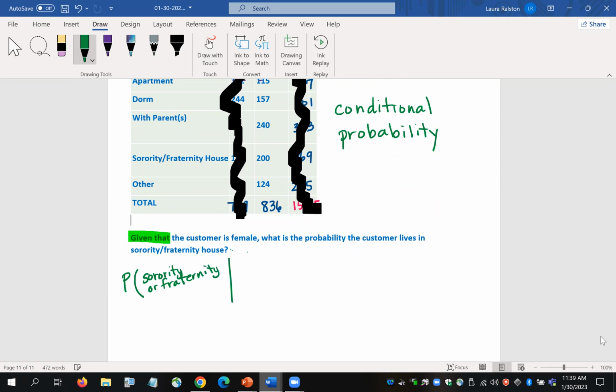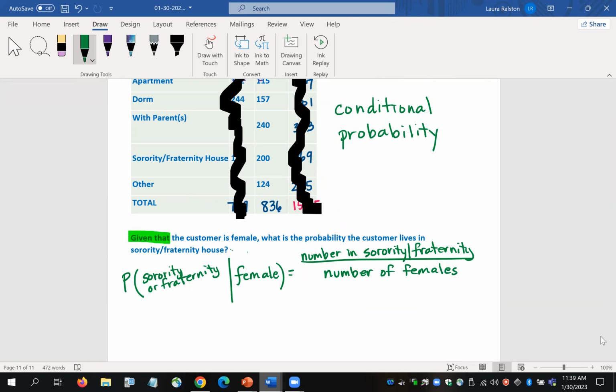Given that, that's the symbol for given that they're female. We're going to do the number in a sorority or fraternity house, but we divide only by the number of females. We are not dividing by the total this time because we know we got a female. So I don't have to worry about the males or anybody else.